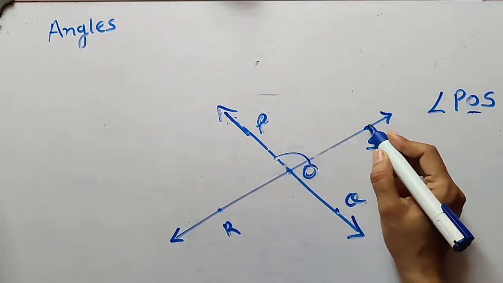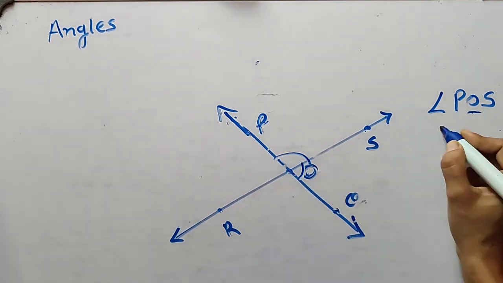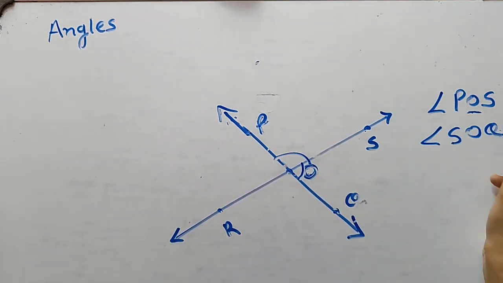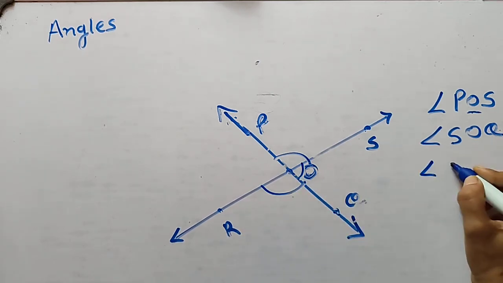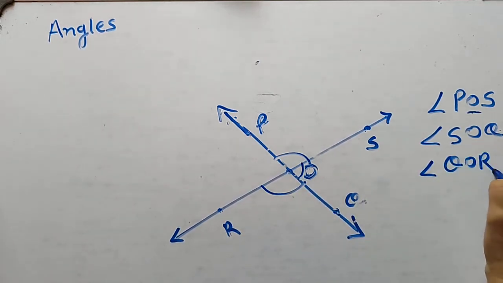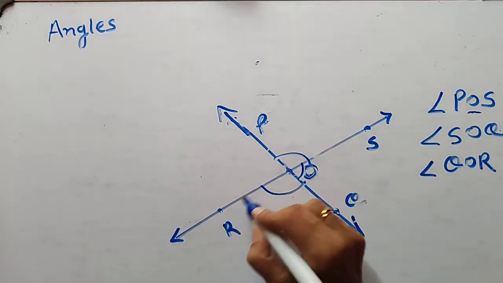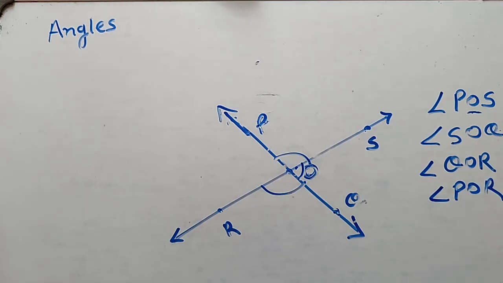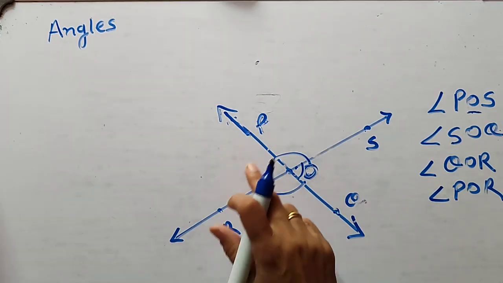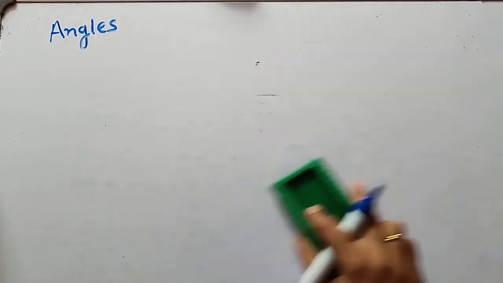Then the next angle is SOQ, angle SOQ. Next, this angle is QOR, angle QOR. Then the last angle is ROP or POR. So these four angles are formed in this figure. Now we see the types of angles.